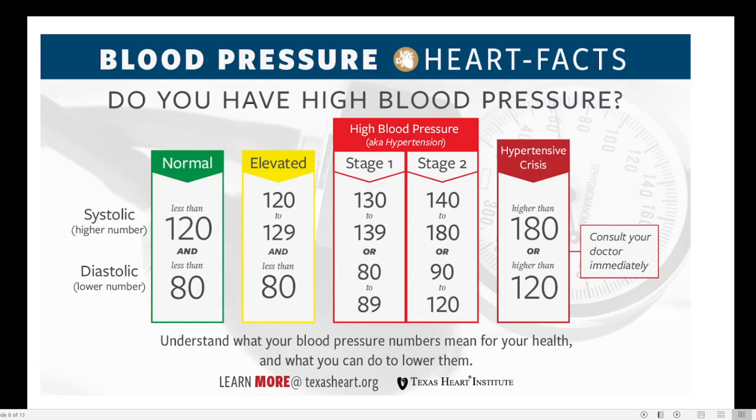120 refers to the systolic pressure that takes place during the contraction of the ventricle. Diastolic is the lower pressure that happens during the relaxation of the ventricle. So this is the normal thing.